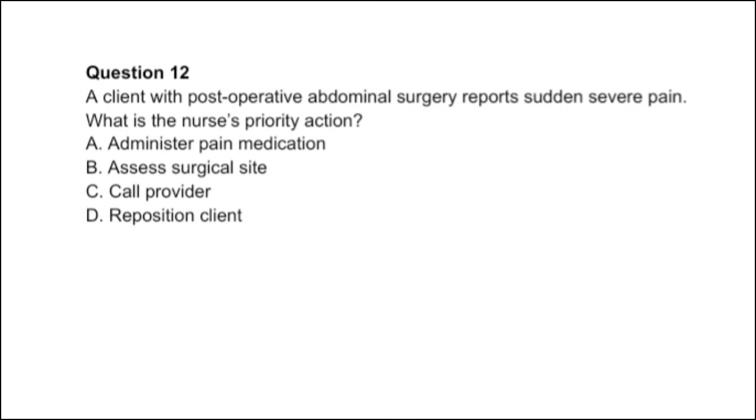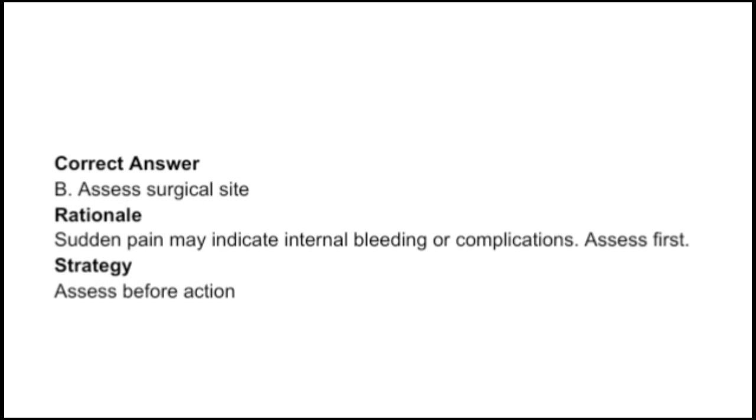Question 12. A client with postoperative abdominal surgery reports sudden severe pain. What is the nurse's priority action? A. Administer pain medication. B. Assess surgical site. C. Call provider. D. Reposition client. Correct answer: B. Assess surgical site. Rationale: Sudden pain may indicate internal bleeding or complications. Assess first. Strategy: Assess before action.